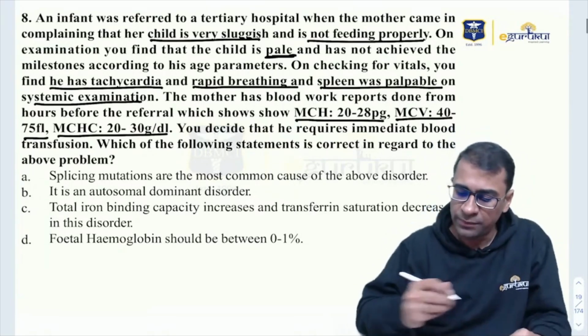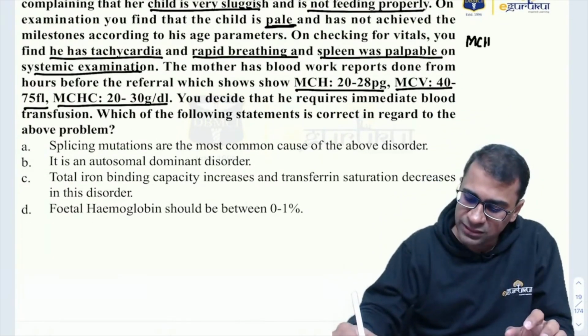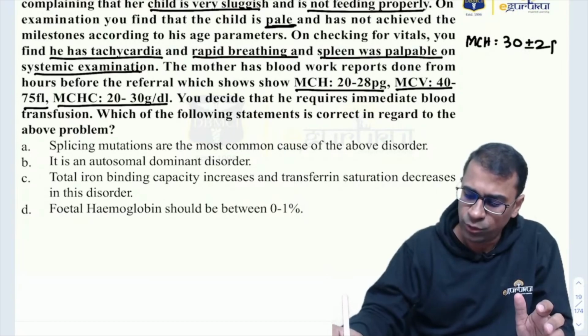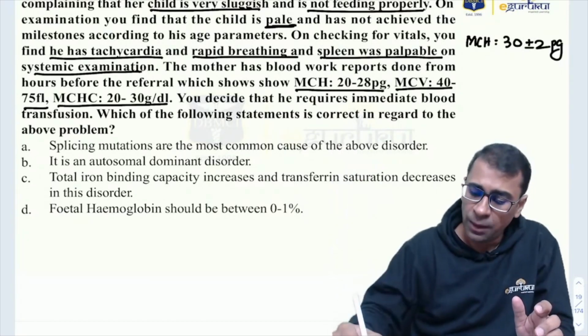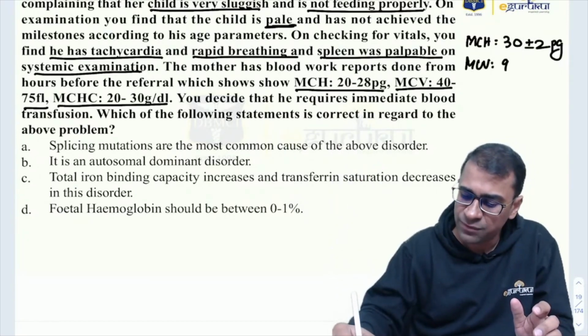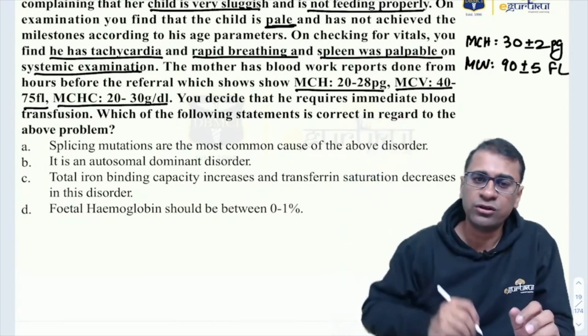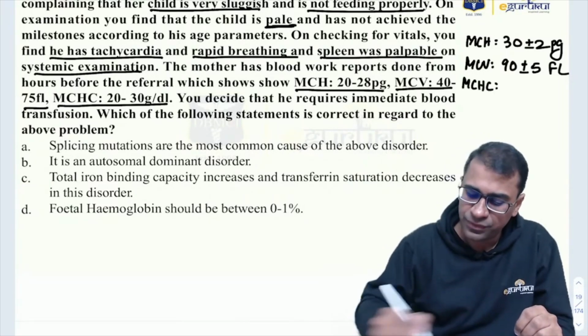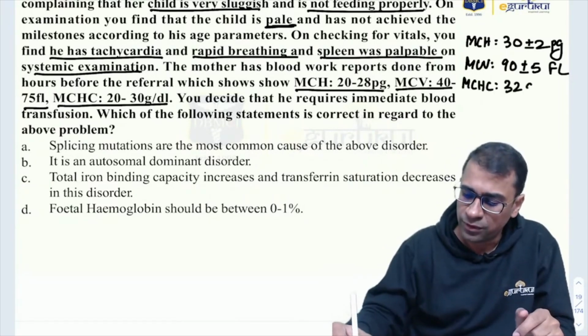Now, the mother shows the report in which MCH is very low, MCV is very low, MCHC is also decreased. What is the normal MCH? Normal MCH is around 30 plus minus 2 picogram. So this is not very much low, but look at the MCV. Normal MCV is 90 plus minus 5 fL. This is very, very low. It has now gone to 40 to 75. And MCHC is normally 32 gram per dL.